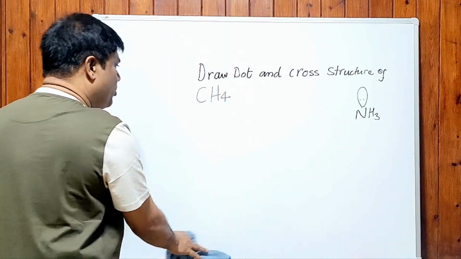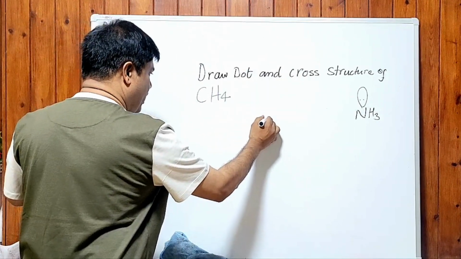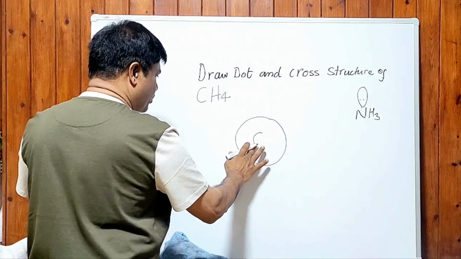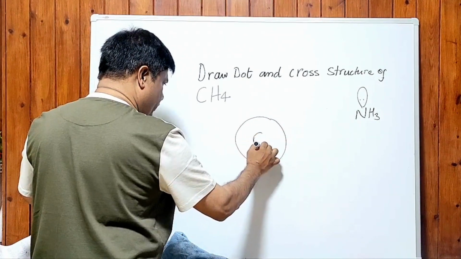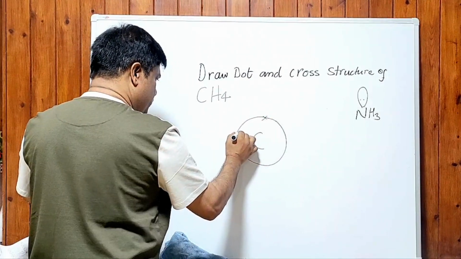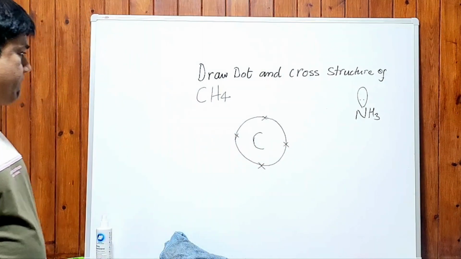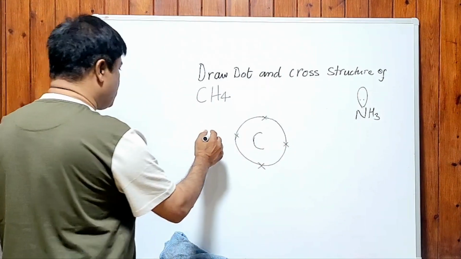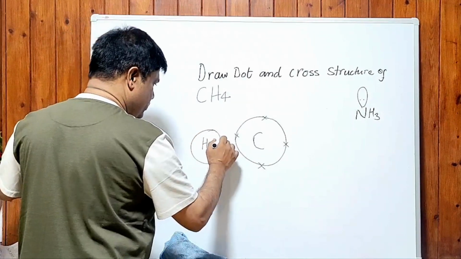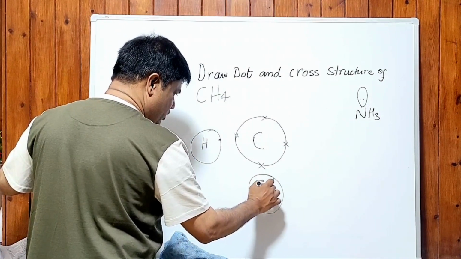Carbon has how many in the valence shell? 4. Carbon has 4. Look at that. Carbon is from group 4, so it has 4 electrons in the valence shell: 1, 2, 3, 4. So 4 hydrogen. Hydrogen can share only 1. 1 hydrogen, dot. Dot, guys. This is dot. 2 hydrogen, dot.